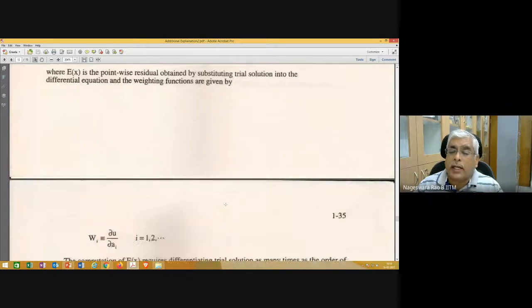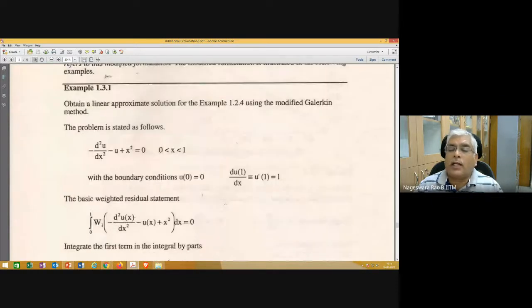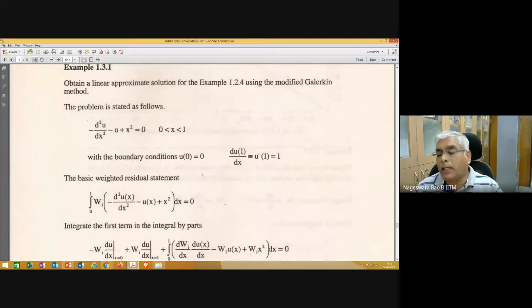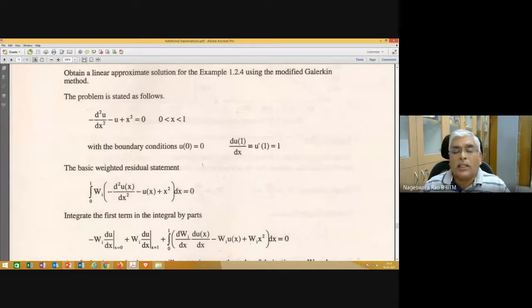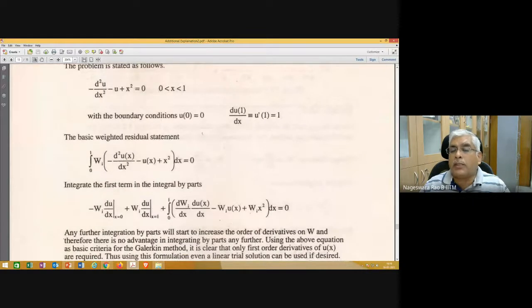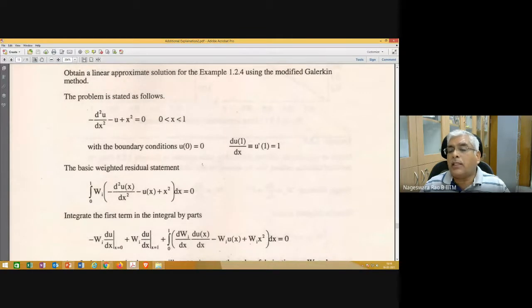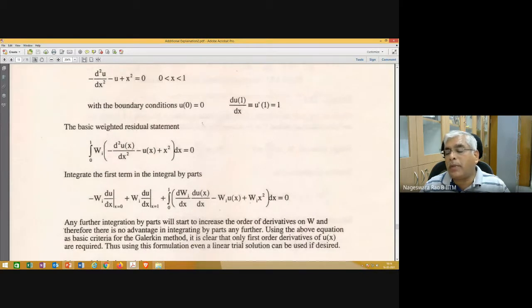And one more example is given here to illustrate the modified Galerkin method. In whatever I presented in the class in the lecture slides, I presented only up to this point; this example is taken, and these are the boundary conditions for this. And last class I also mentioned there is a typing mistake here. This should be x is equal to 1. This should be x is equal to 0. This is x is equal to 1. This is x is equal to 0.